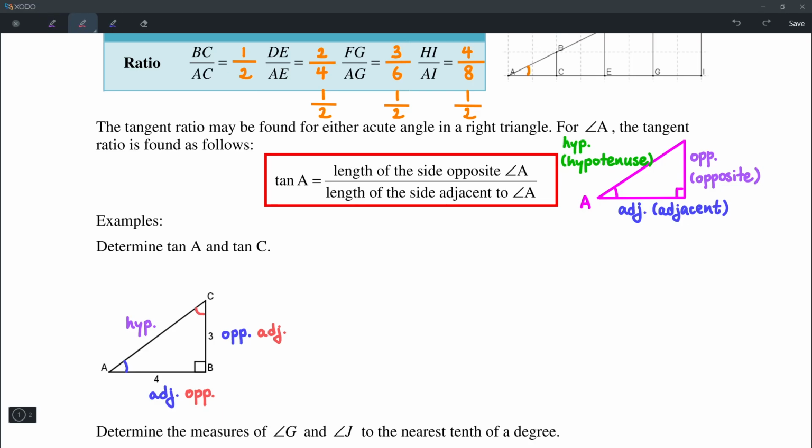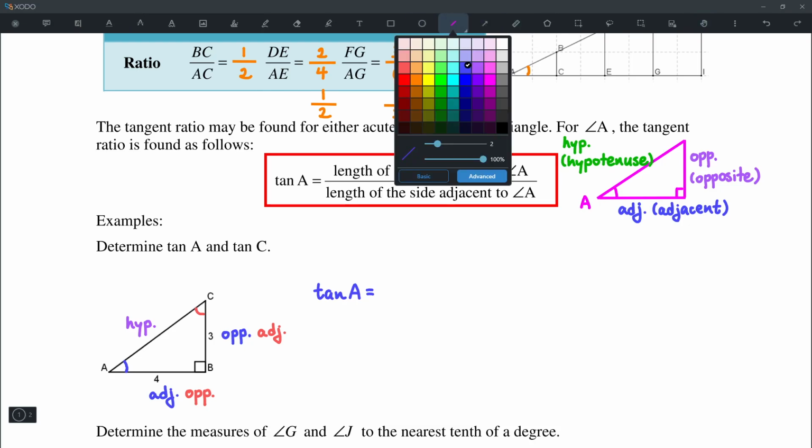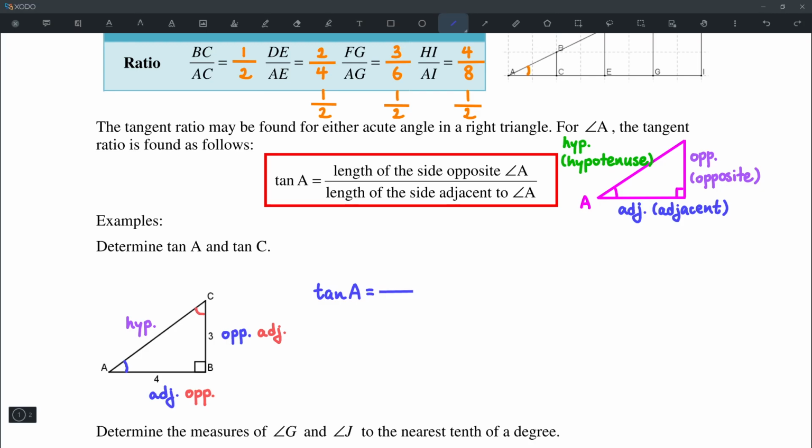Okay. So let's start by finding tangent A. That will be the length of the opposite side, which is length 3, divided by the length of the adjacent side, which is length 4. So simply 3/4. And then for tangent C, we have the reciprocal, and that is 4/3.